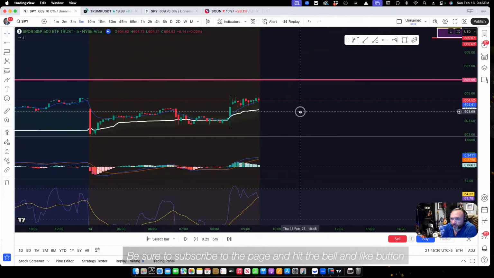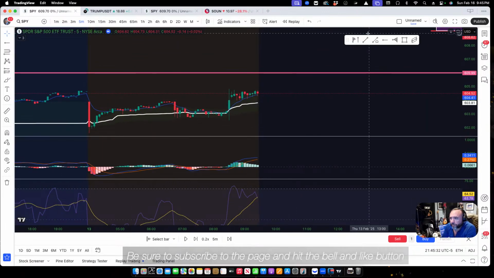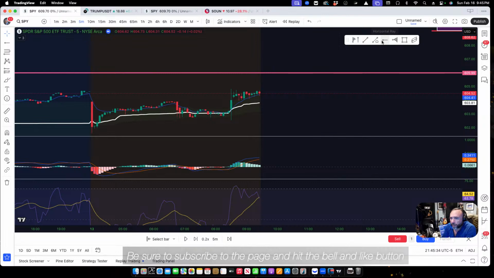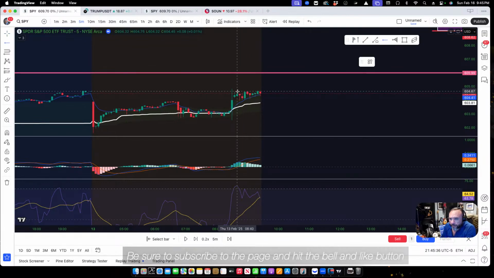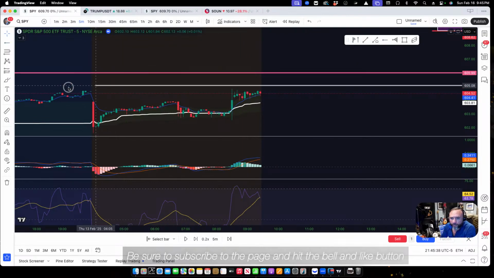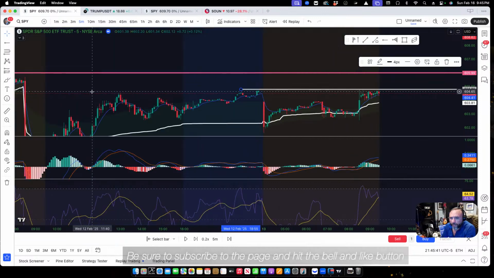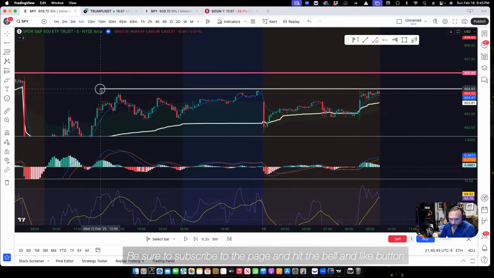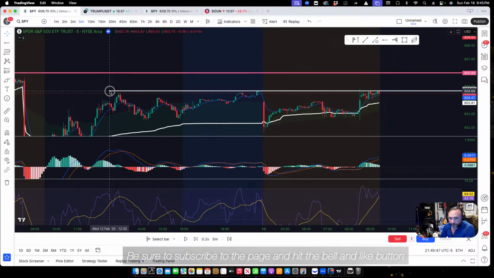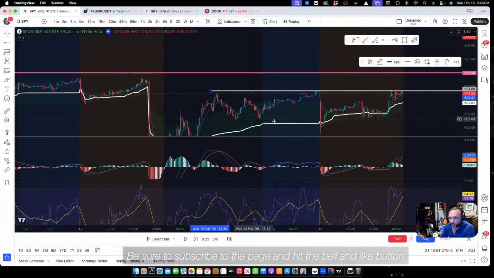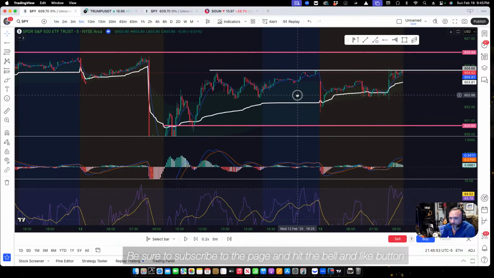This was a good pre-market range. I got highs here matching up with the highs of pretty much the previous day. Right here again, previous day highs are so important, guys. Previous day highs.